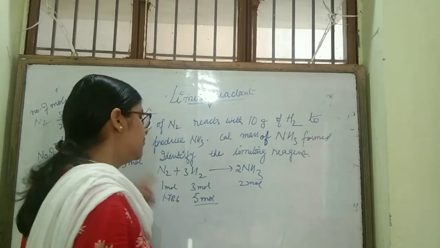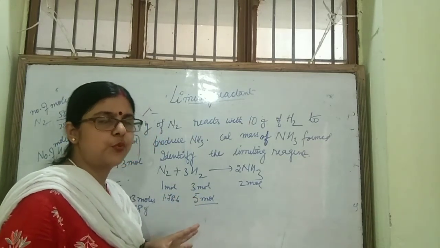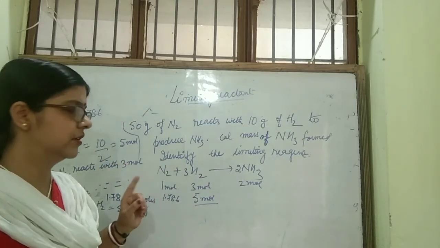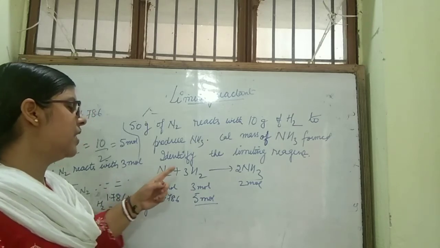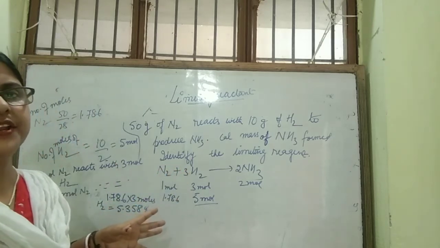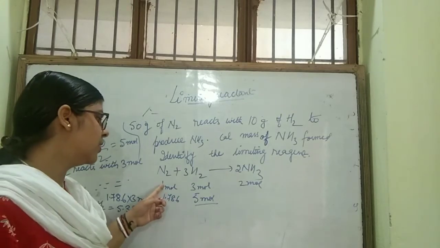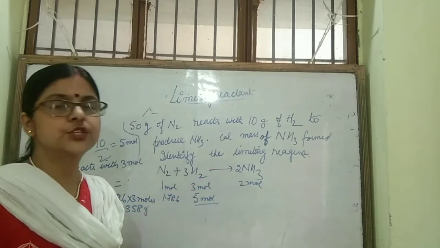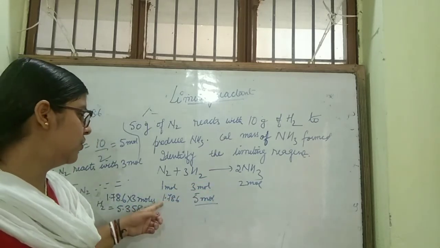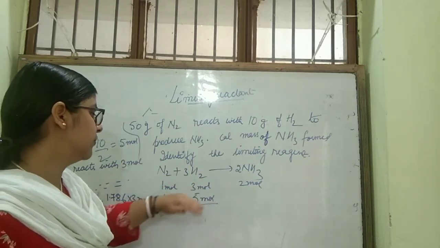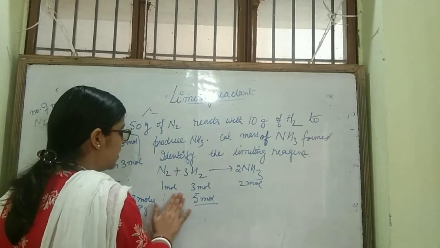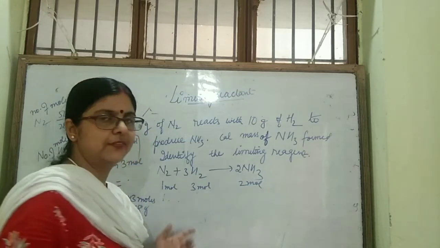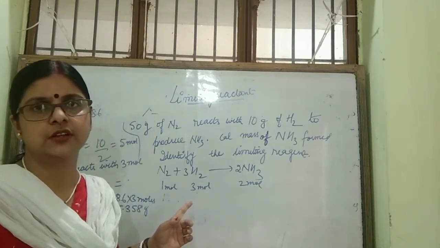For this, the first task, as I told you, is to write the balanced chemical equation for the reaction. Nitrogen and hydrogen are combining to give ammonia. 1 mole of nitrogen combines with 3 moles of hydrogen to give 2 moles of ammonia. This is the stoichiometry of this reaction.